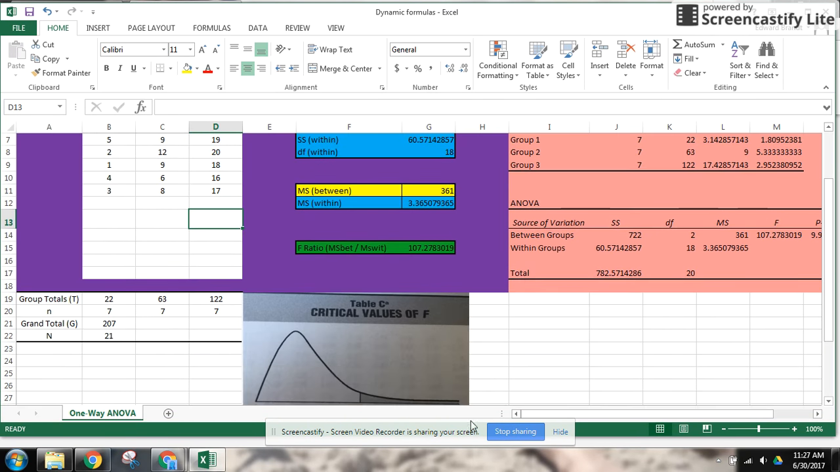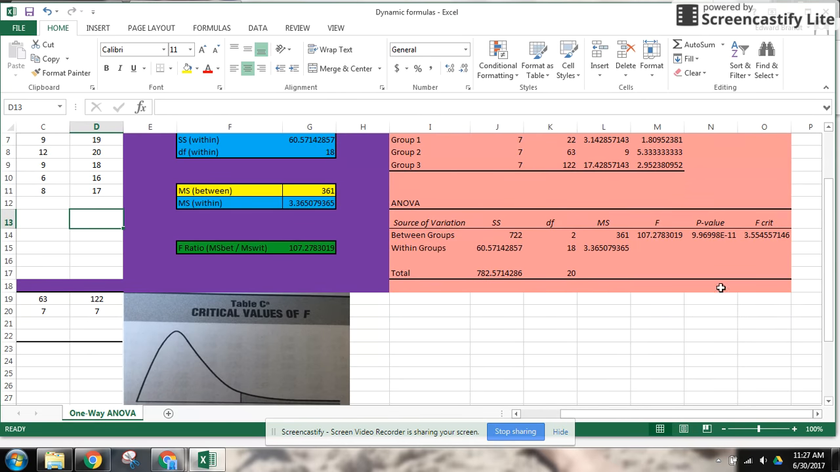And now at this point, it is compared to the critical value, which again doesn't change. That's based on the degrees of freedom here of 2 and 18. That value of 3.55 is fixed for this scenario. That F ratio here is now 107, which is way up in the tail, which is basically saying that we reject the null hypothesis and we accept the alternate hypothesis that there is a significant difference between these groups.